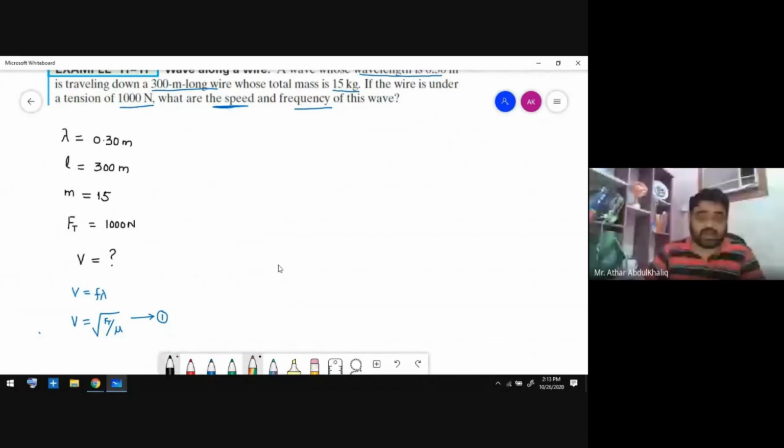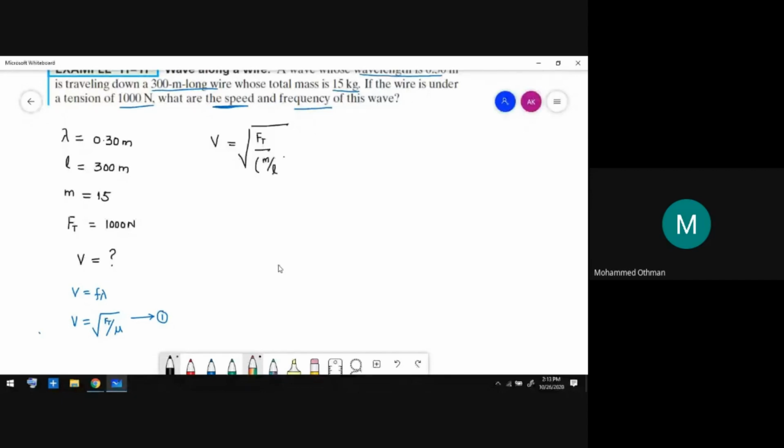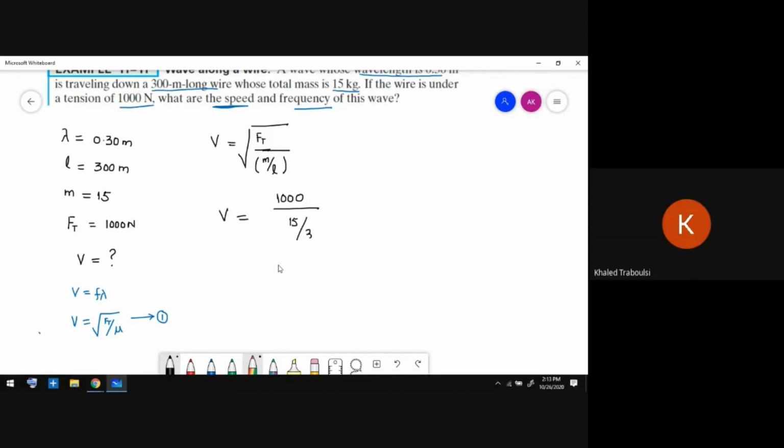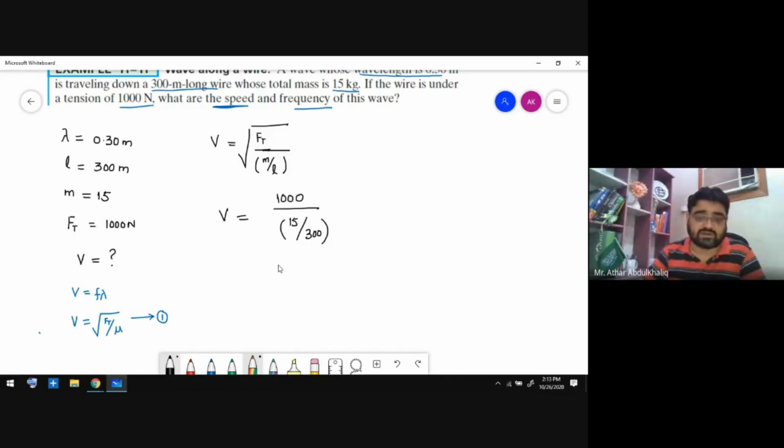I'm going to use the second formula. V is equal to radical tension force over mu, and you know mu is equal to m over L. Now just substitute the values. V is equal to the radical of Ft, 1000, over mass 15 over length 300. You have calculators, do and give me the final answer for V.